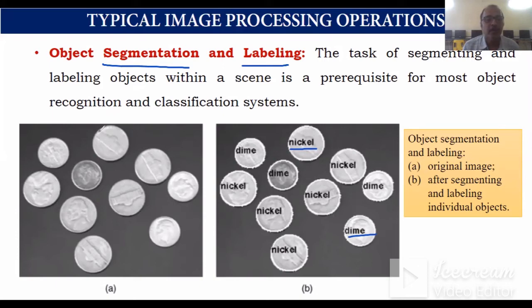So we can detect the objects. This object will be detected and we can label it as a 2, this as a 1, and this as a 2. In this way, we can easily separate the objects and give the labels.